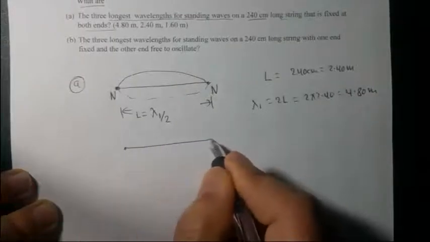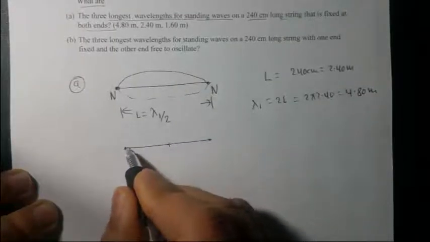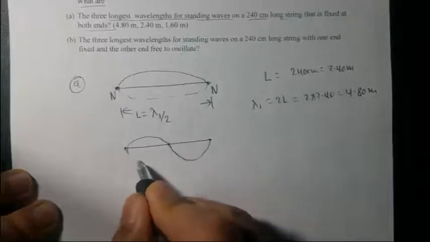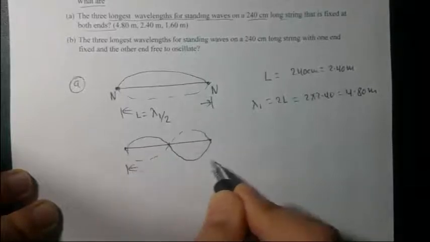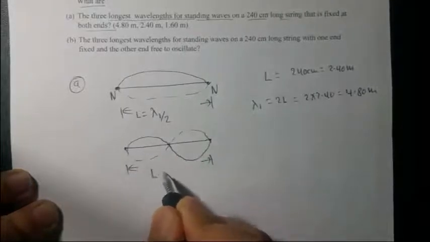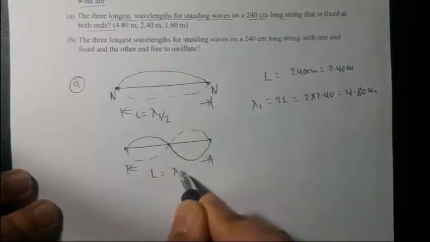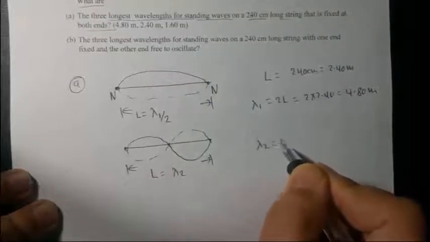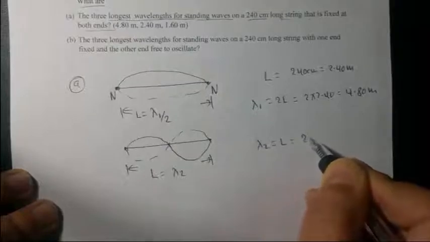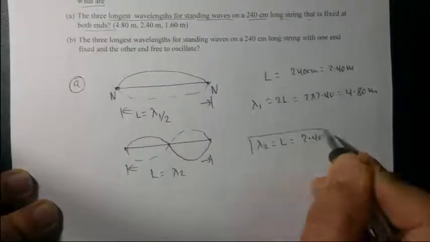What's the next? Just keep drawing. So next it will have three nodes, two antinodes. So that's the next standing wave pattern. So length has to be, this is a full wave, so lambda 2 is just L, which is 2.4 meters. So that's second.